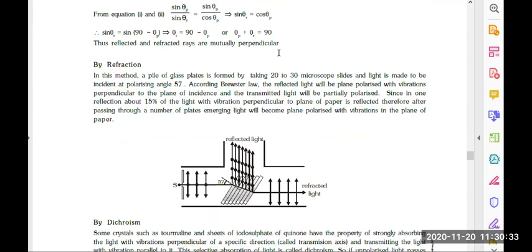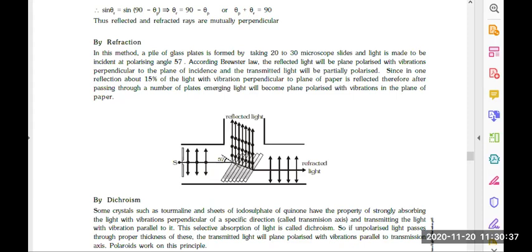Now, when you talk about normal polarized, okay, think about it, right? Think about it. Now, when we talk about by reflection, okay, we were taking one glass, okay, and by reflection we were getting 100% polarized light, but by refraction the refracted light was partially polarized. Yes or no? Tell me, yes or no?